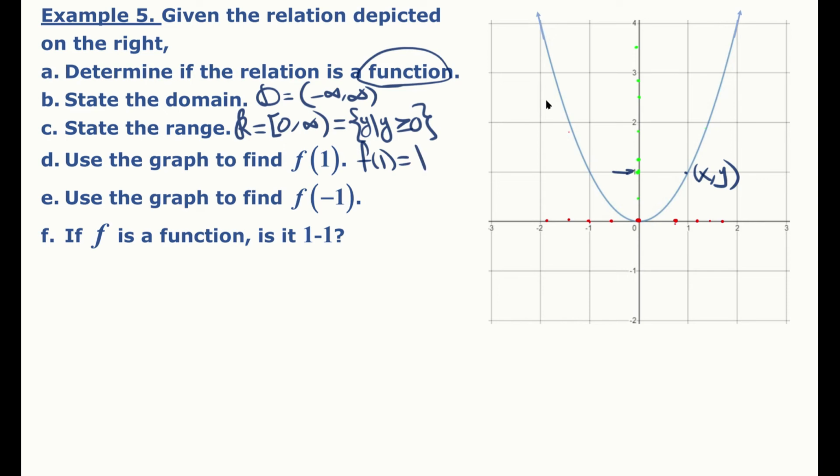Now we want to use the same graph to find f of negative 1. So remember, this time we're going to go here, negative 1. We go up till we hit the graph straight up, and then we go to the right to see what y value is associated with it. And we can see that one is also 1.